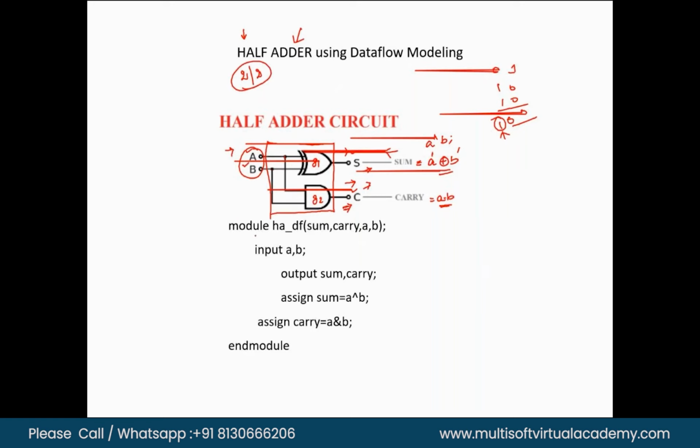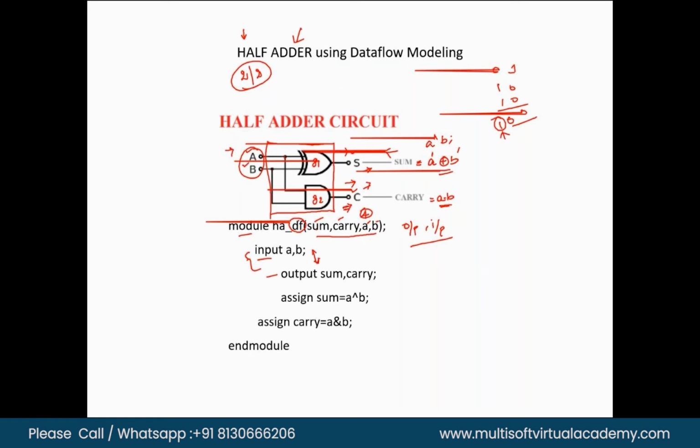So when you are defining module half adder, it is data flow modeling. There should be only four variables in the port list: sum, carry, A and B. As already told, first the output variables, then the input variables. So sum and carry are my outputs, A and B are my inputs. In this order you can interchange, no issue.